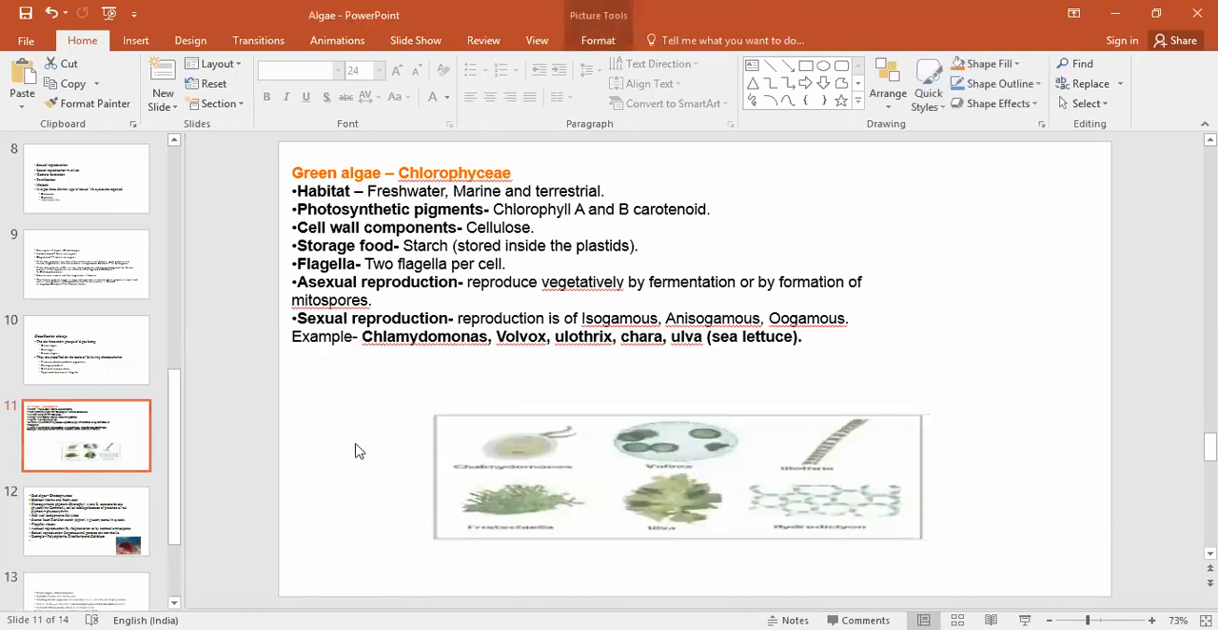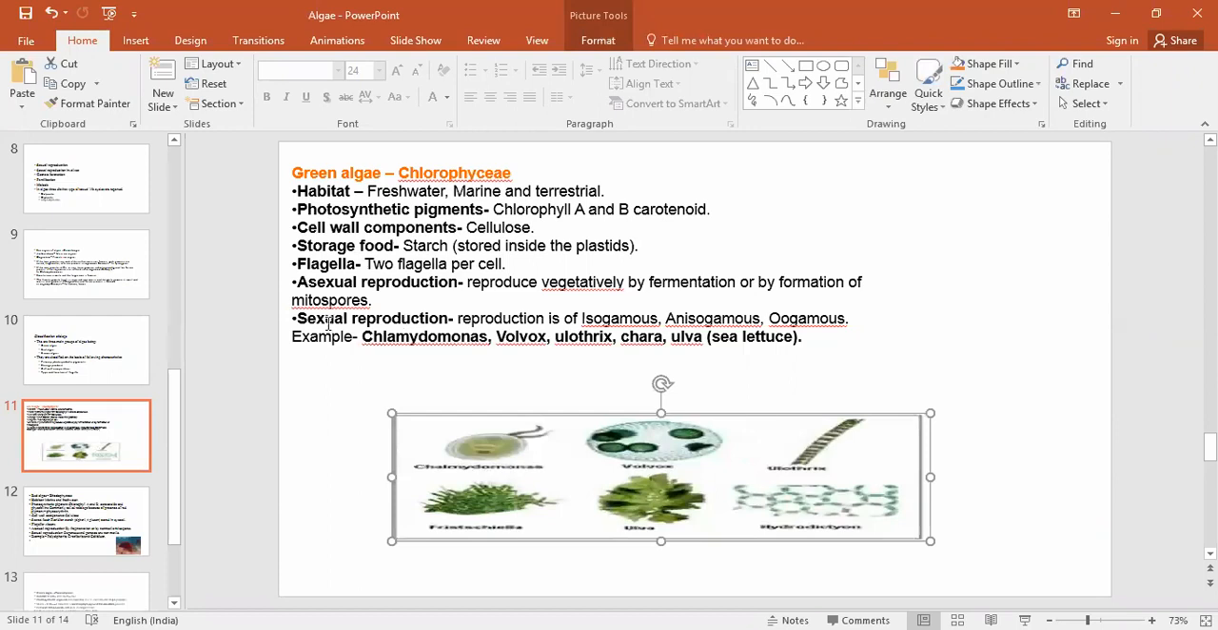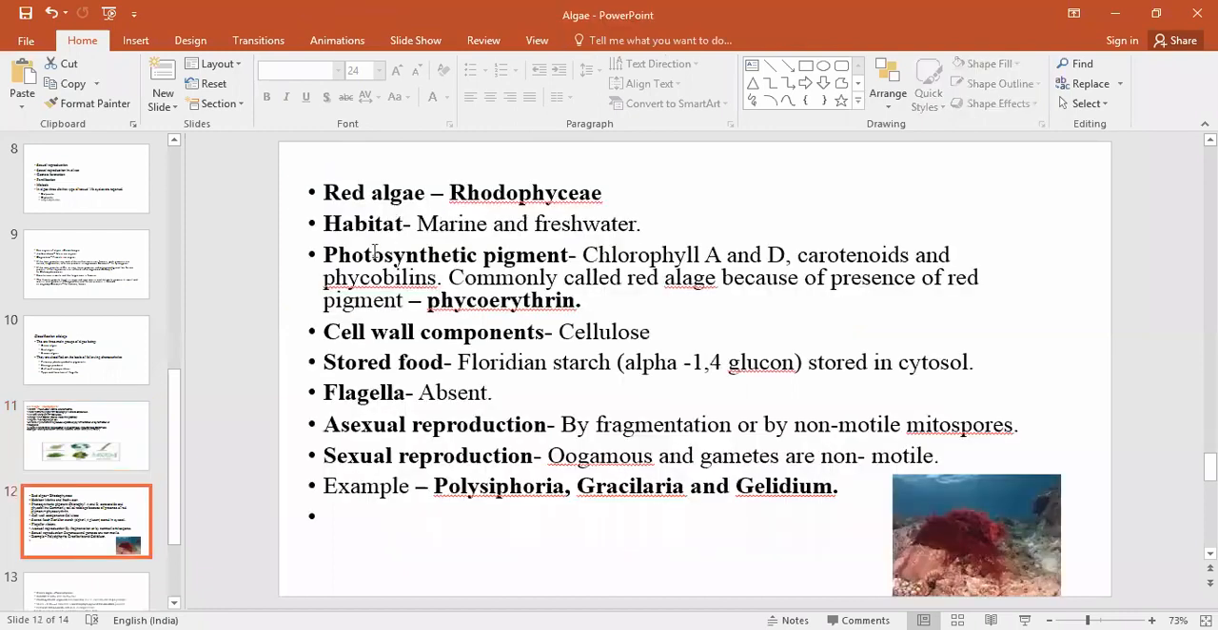Next is the mode of reproduction. Reproduction is by the sexual method, by isogamous and oogamous mechanisms. Examples of the green algae are Chlamydomonas, Volvox, Ulothrix, Chara, Ulva. These are the sea algae, seaweeds mostly. So this is the first group of the algae, the chlorophyceae.